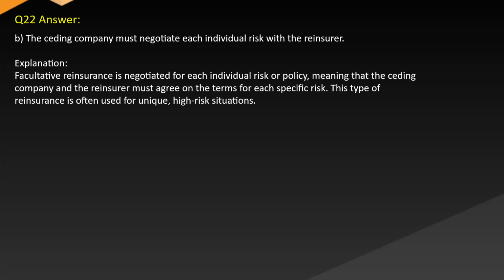Answer: B. The ceding company must negotiate each individual risk with the reinsurer. Explanation: facultative reinsurance is negotiated for each individual risk or policy, meaning that the ceding company and the reinsurer must agree on the terms for each specific risk. This type of reinsurance is often used for unique, high-risk situations.